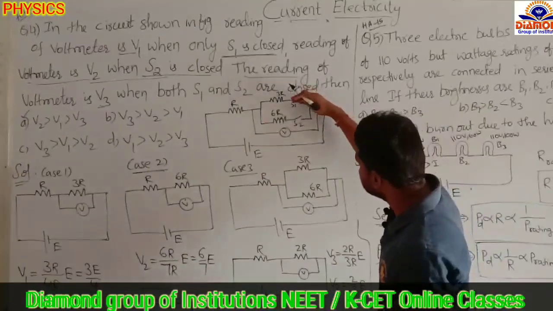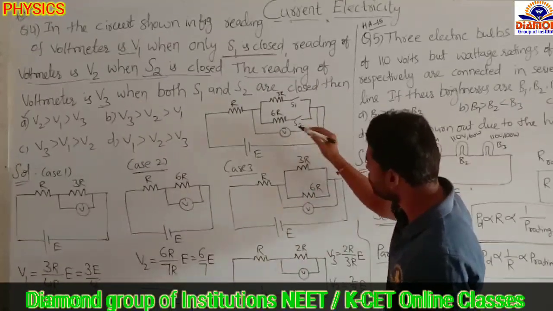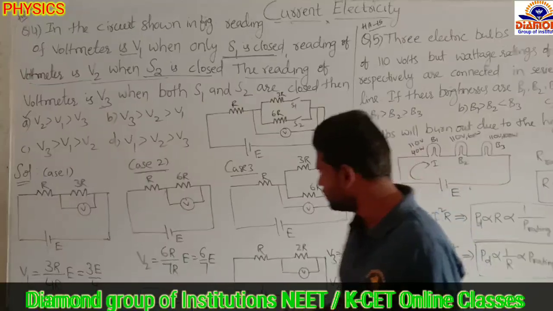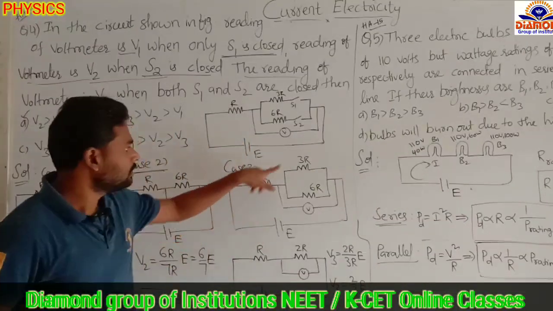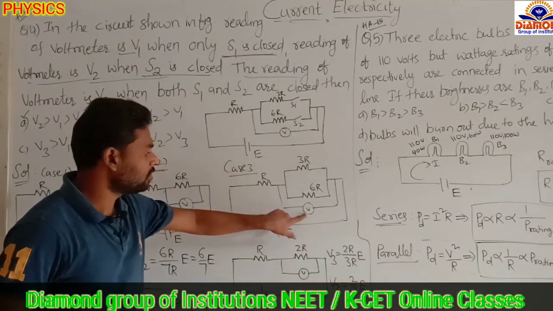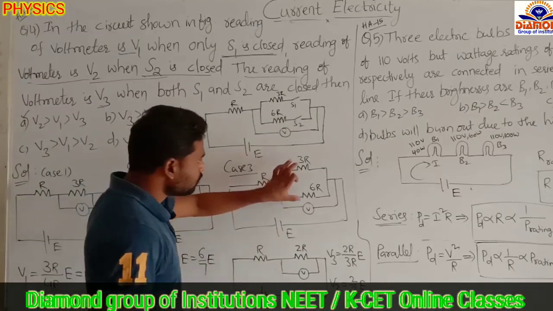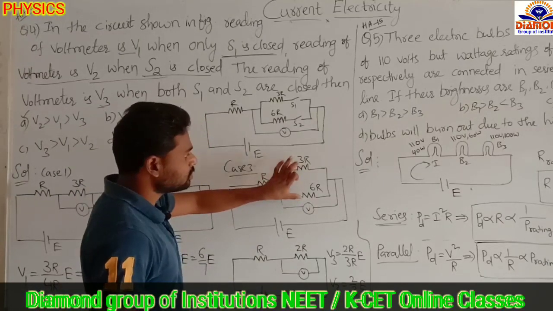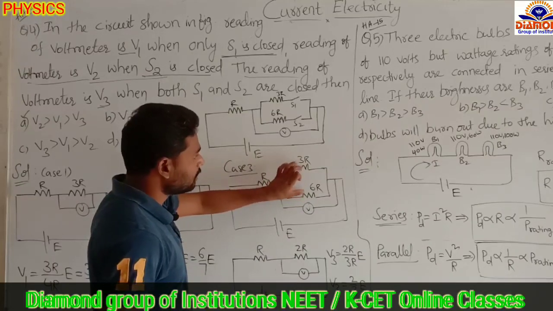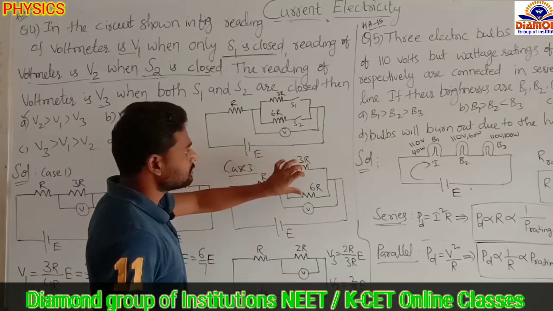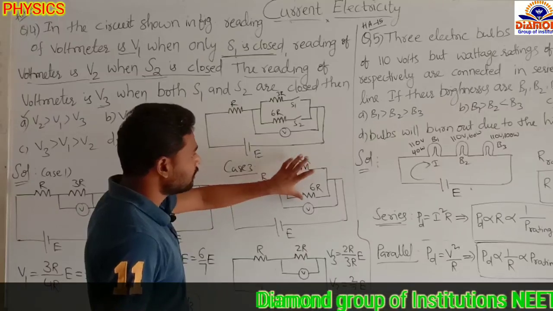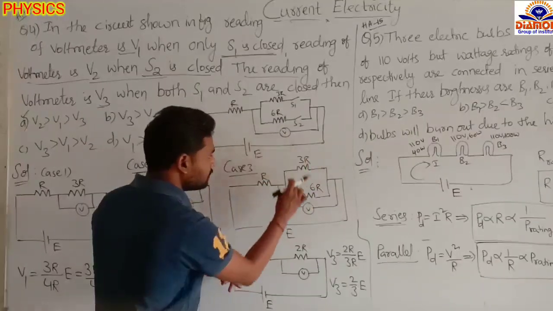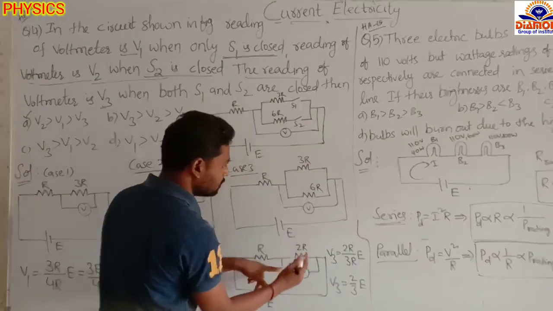Now S1 is closed, S2 is closed, then this voltmeter is showing the reading V3. Okay, now I redraw the diagram here. See now, R is here, 3R here, 6R here, and the voltmeter reading we have to measure here. So first these two are in parallel combination. Find the equivalent resistance of these two parallel resistors. Parallel combination of 1 by 3R plus 1 by 6R gives 1 by 2R. Then the equivalent resistance of these two is 2R. So R is here, and the equivalent resistance of this parallel combination is 2R.